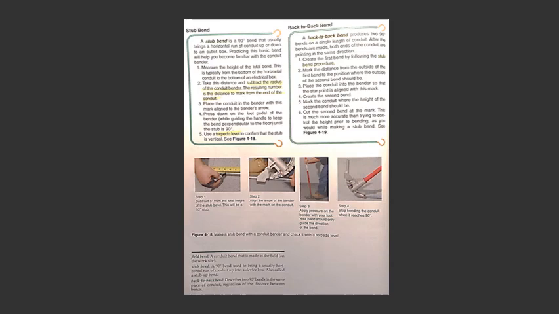Place the conduit in the bender with this mark aligned to the bender's arrow. Press down on the foot pedal of the bender while guiding the handle to keep the bend perpendicular to the floor until the stub is 90 degrees. Use a torpedo level to confirm that the stub is vertical. See figure 4-18.